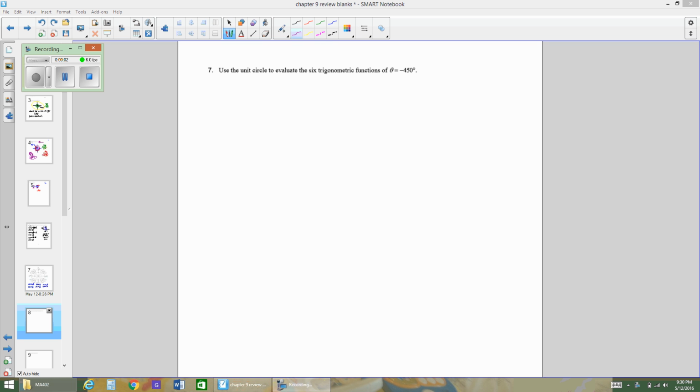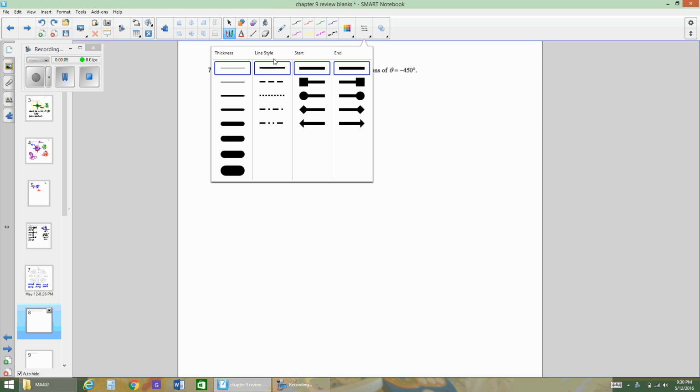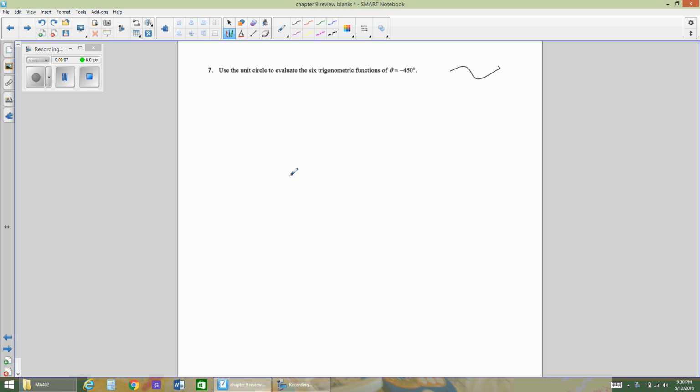Okay, so here we are back again, and we're going to use the unit circle to evaluate this function, and it's 450 and it's in the negative direction. So first thing we need to talk about is that's 360. So where's 450? 450 is actually at 90. So 450 in the negative direction is truly 270 degrees.